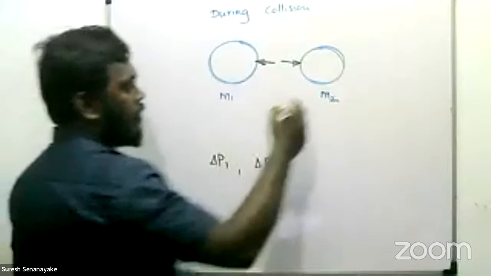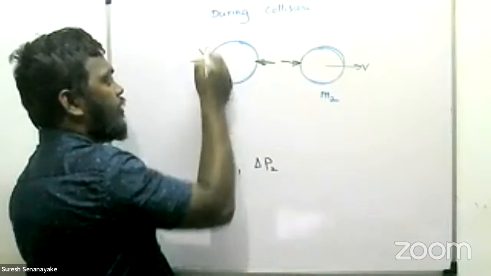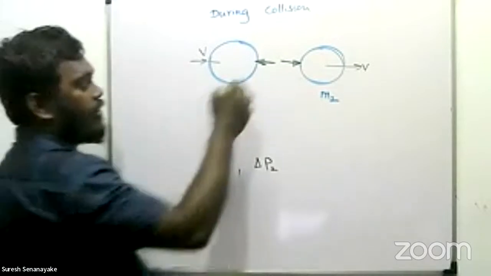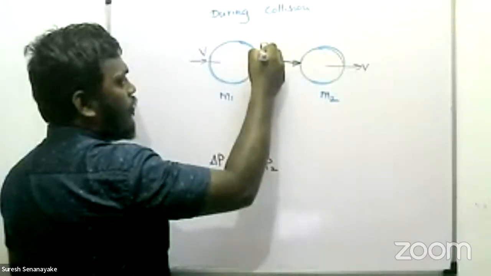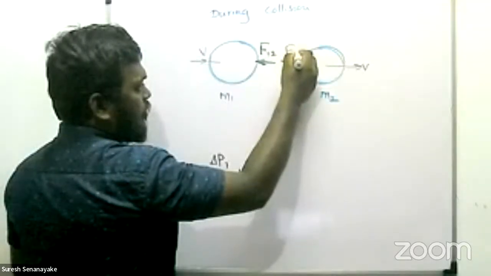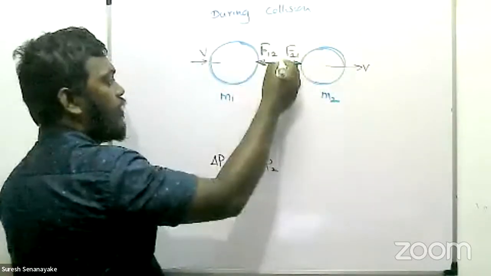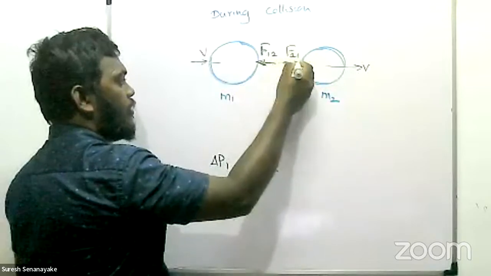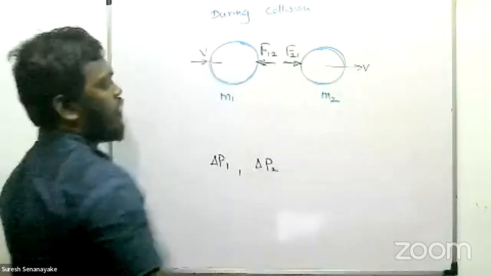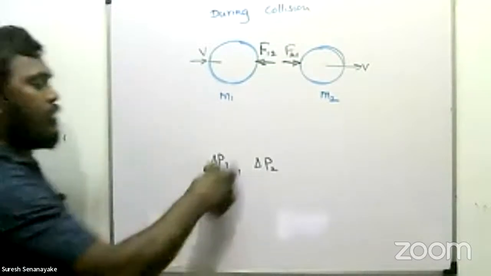During collisions, the bodies are moving with the same velocity, and here also this one is moving with the same v. The force applied on the first body by the second one, we can write as F12. Here F21: this is on 1 due to 2, and this is on 2 due to 1. They are equal and opposite forces. Both are moving. This is the way the forces act during collision.